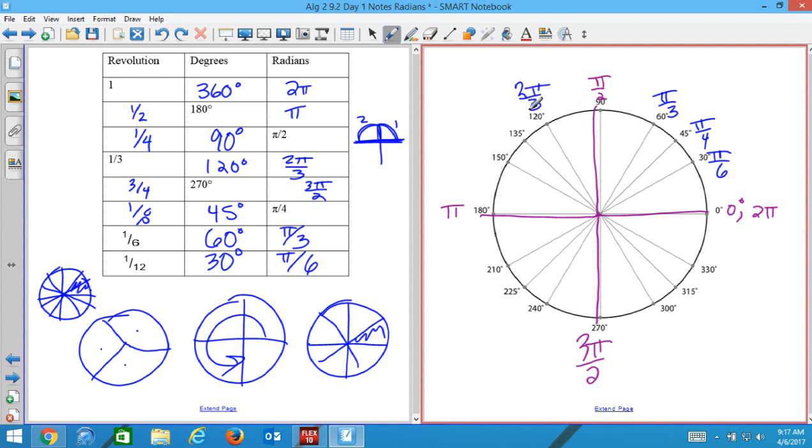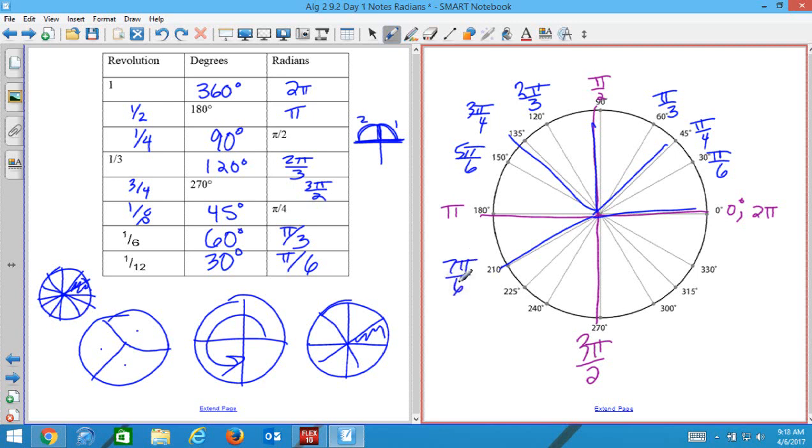135 is 3 pi over 4. 150 is like 5 30s. So 5 pi over 6. 210, we did that one today too. That is how many 30s? 7 pi over 6.